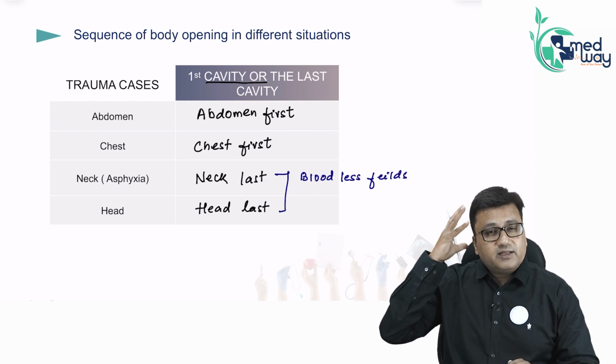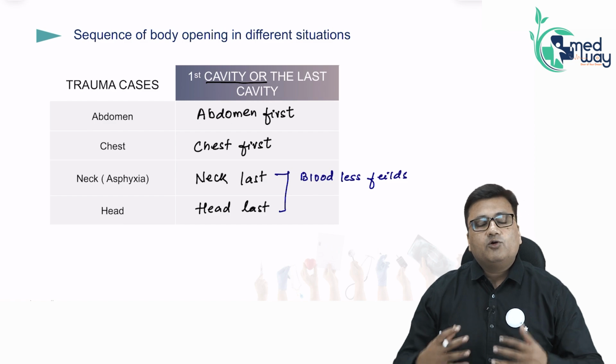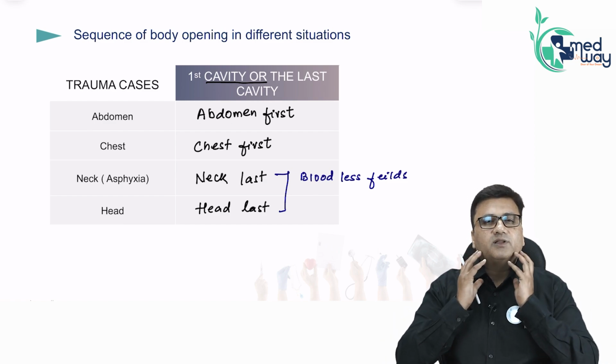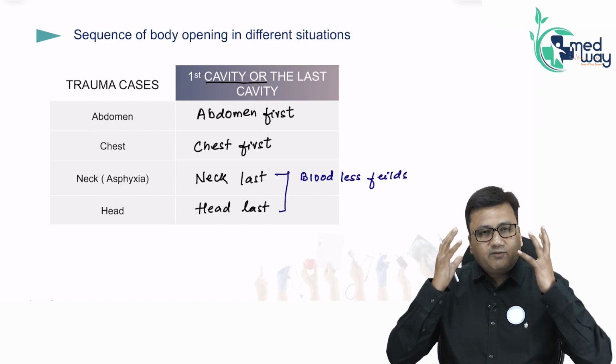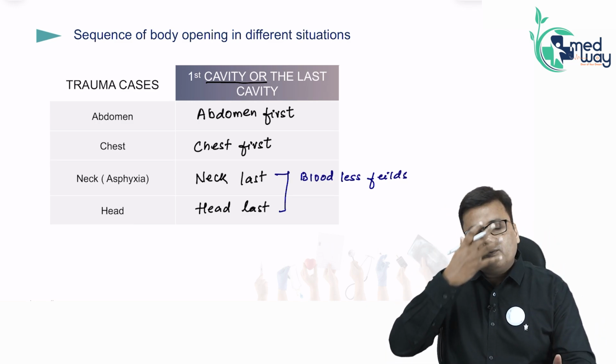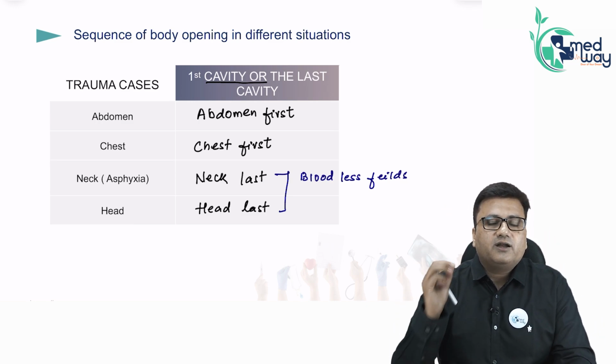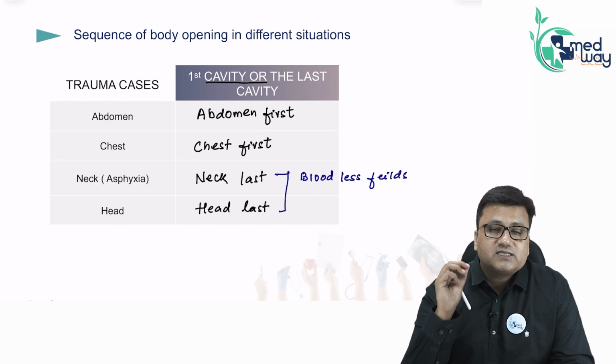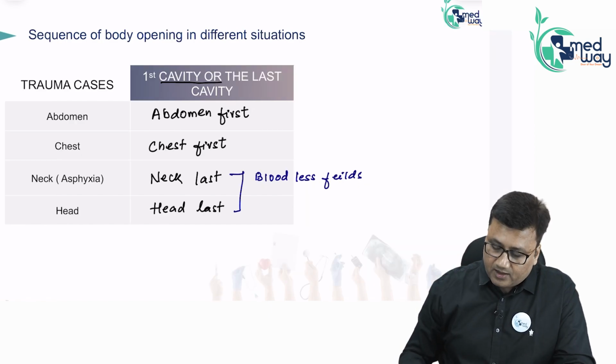Similarly, if you think that the cause of death is in the head, we open the thorax and the abdomen, then we open the neck. So, whatever blood is present in the cranial vessels, it drains out. Now, the cranial cavity is relatively bloodless. We want a bloodless field. Okay.